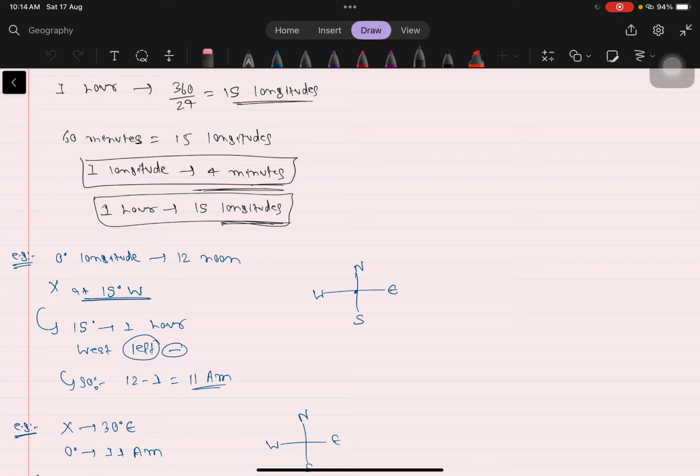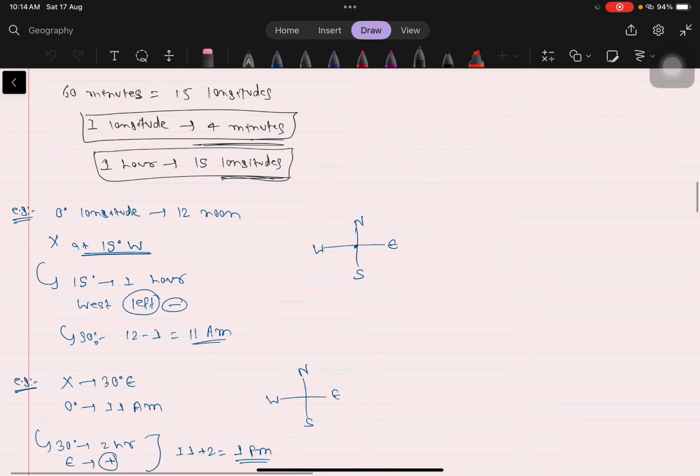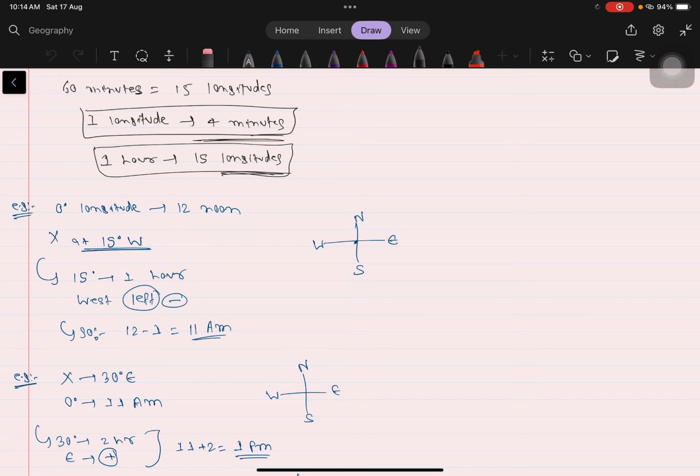So at 0 degree longitude, that is at the prime meridian, let's say it is 12 p.m. Then what's the time at 15 degree west? Now 15 degree west means we are moving in the left direction, that is in the west direction of the prime meridian. Since it is 15 degrees, it is 1 hour. So we will subtract 1 hour from 12, that is 11 a.m. So x is present at a location where the time is 11 a.m.